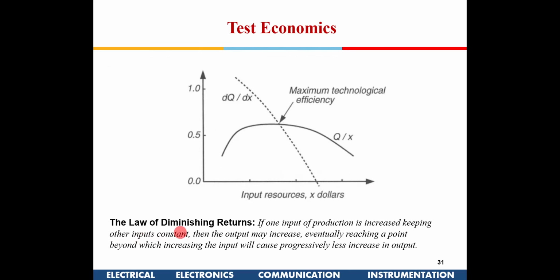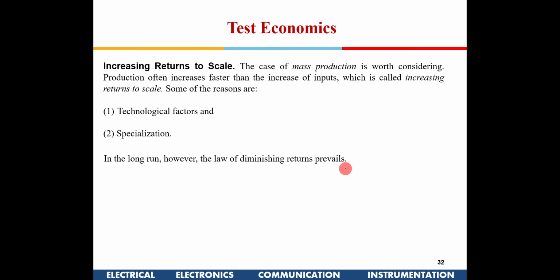This is known as the law of diminishing returns. That is, if one input of a production is increasing, keeping the other inputs constant, then the output may increase, eventually reaching a point beyond which increasing the input will cause progressively lesser output. So if you keep increasing only one input, you will reach some bottleneck, because of which you can no longer increase the output. This we discussed earlier.